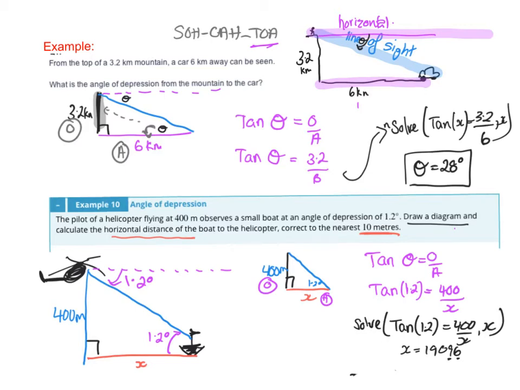What formula would I use if I've got the adjacent and I've got the opposite? We're going to use tan again, good. So I'm going to write tan angle equals O over A. So tan 1.2 equals opposite 400 over X. And then you can put that in your calculator: solve tan 1.2 equals 400 over X, comma X. And we're going to find that.